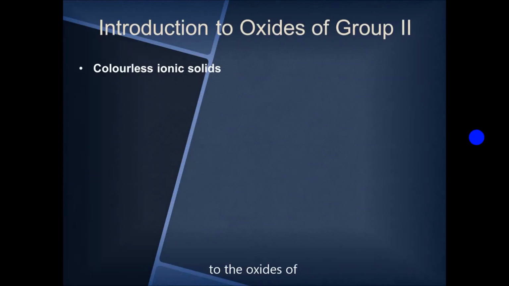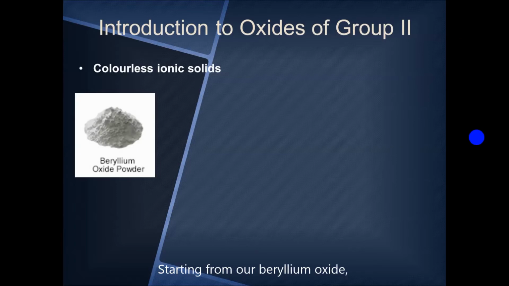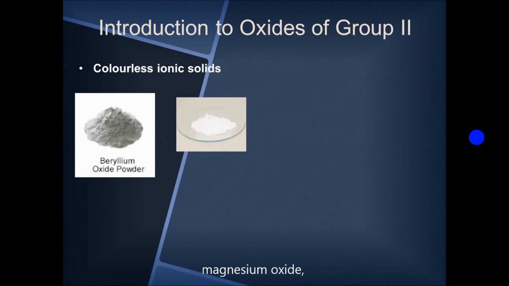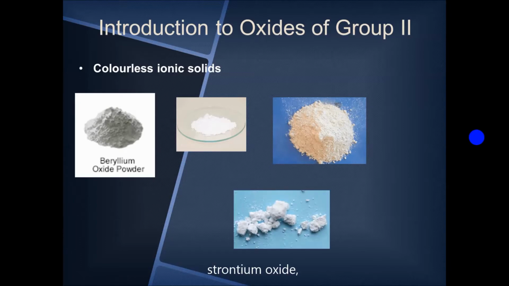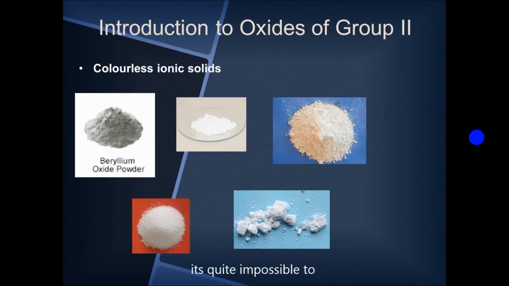As an introduction to the oxides of Group 2, this is what the Group 2 oxides look like. They're colorless ionic solids at room temperature, starting from our beryllium oxide, magnesium oxide, calcium oxide, strontium oxide, barium oxide. As you can see, it's quite impossible to tell the oxides apart once you mix up the pictures. They all kind of look the same.